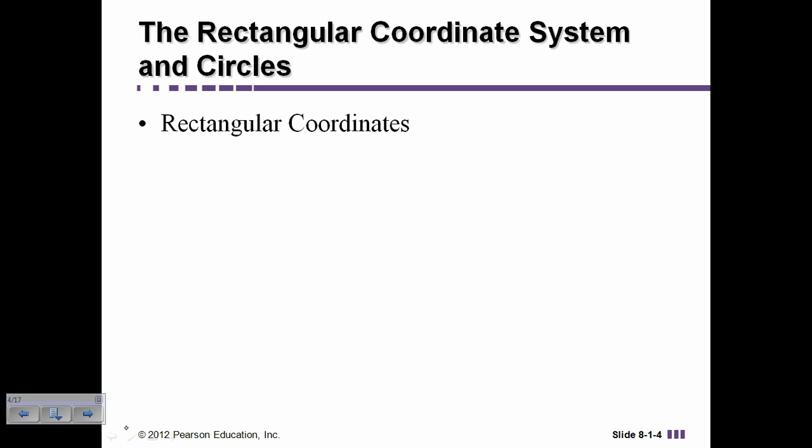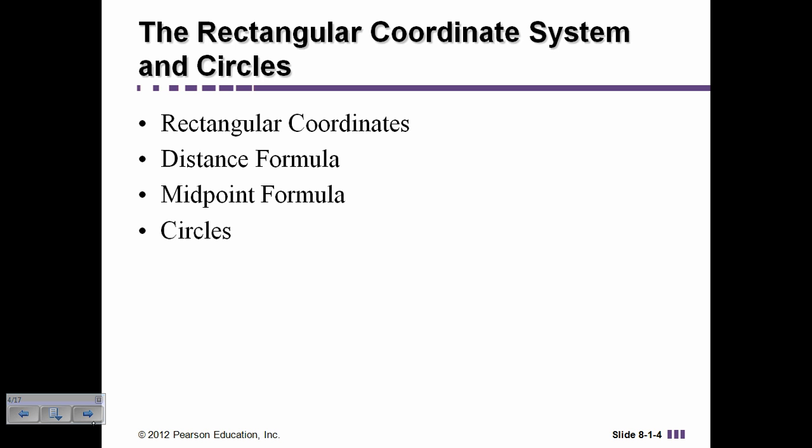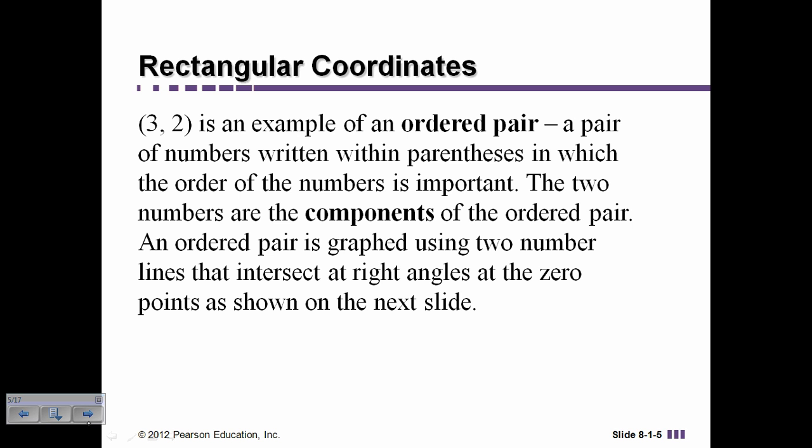We're going to talk about rectangular coordinates, distance formula, midpoint formula, and circles, and the formula for circles. So with rectangular coordinates, the first thing, probably the most important thing that we're going to deal with is the concept of an ordered pair. And an ordered pair is a set of numbers that is written in this particular format that tells us where we want to put a point or where we're looking at on the graph. So it's always written in this format with the parentheses and the comma between them.